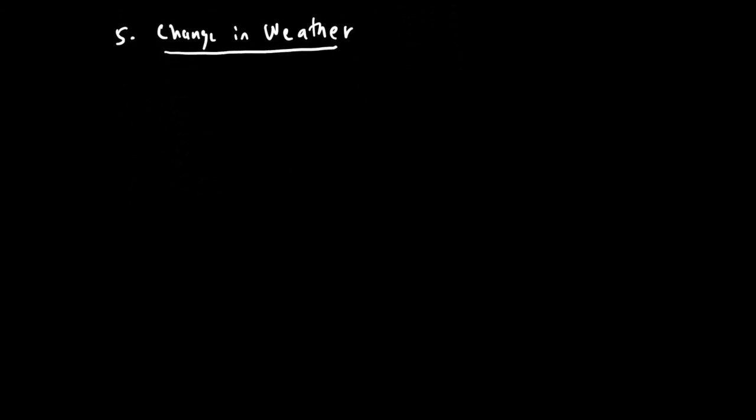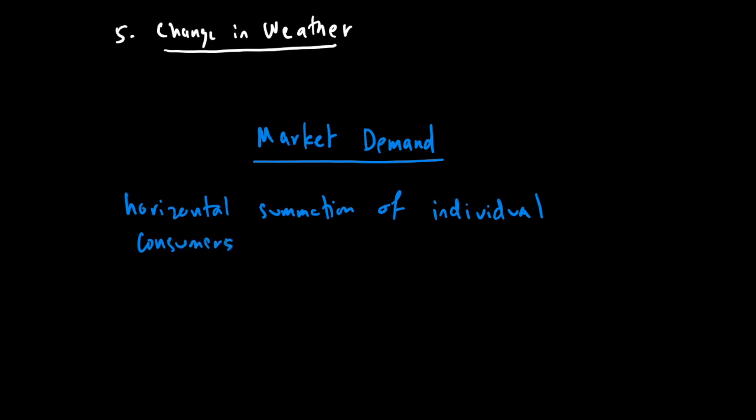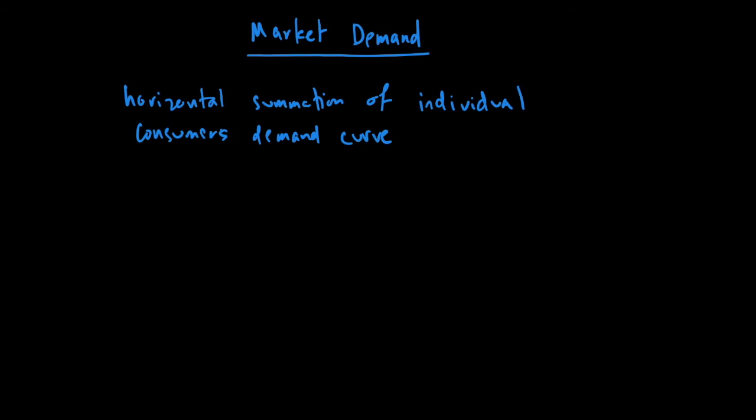The next discussion we want to have regarding demand is what we call market demand. From individual consumers' demand, we can figure out our market demand. A market demand is simply the horizontal summation of individual consumers' demand curves. So when you look at individual consumers' demand curves and I add them up horizontally, I can get my market demand curve. Let me give you an example.